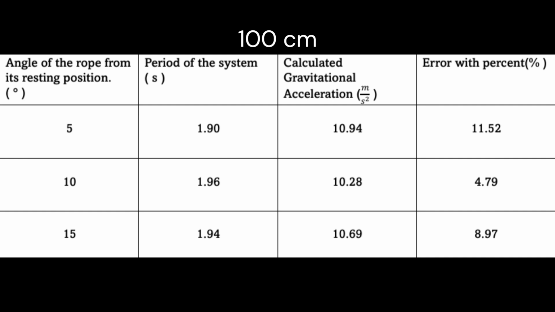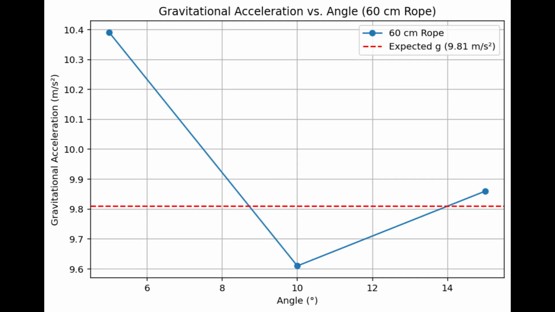At 15 degrees, the period decreased slightly to 1.94 seconds. The calculated gravitational acceleration was 10.69 meters per second squared, again higher than expected. The percentage error increased to 8.97%, indicating less accuracy compared to 10 degrees. And these are the plotted versions of our results.